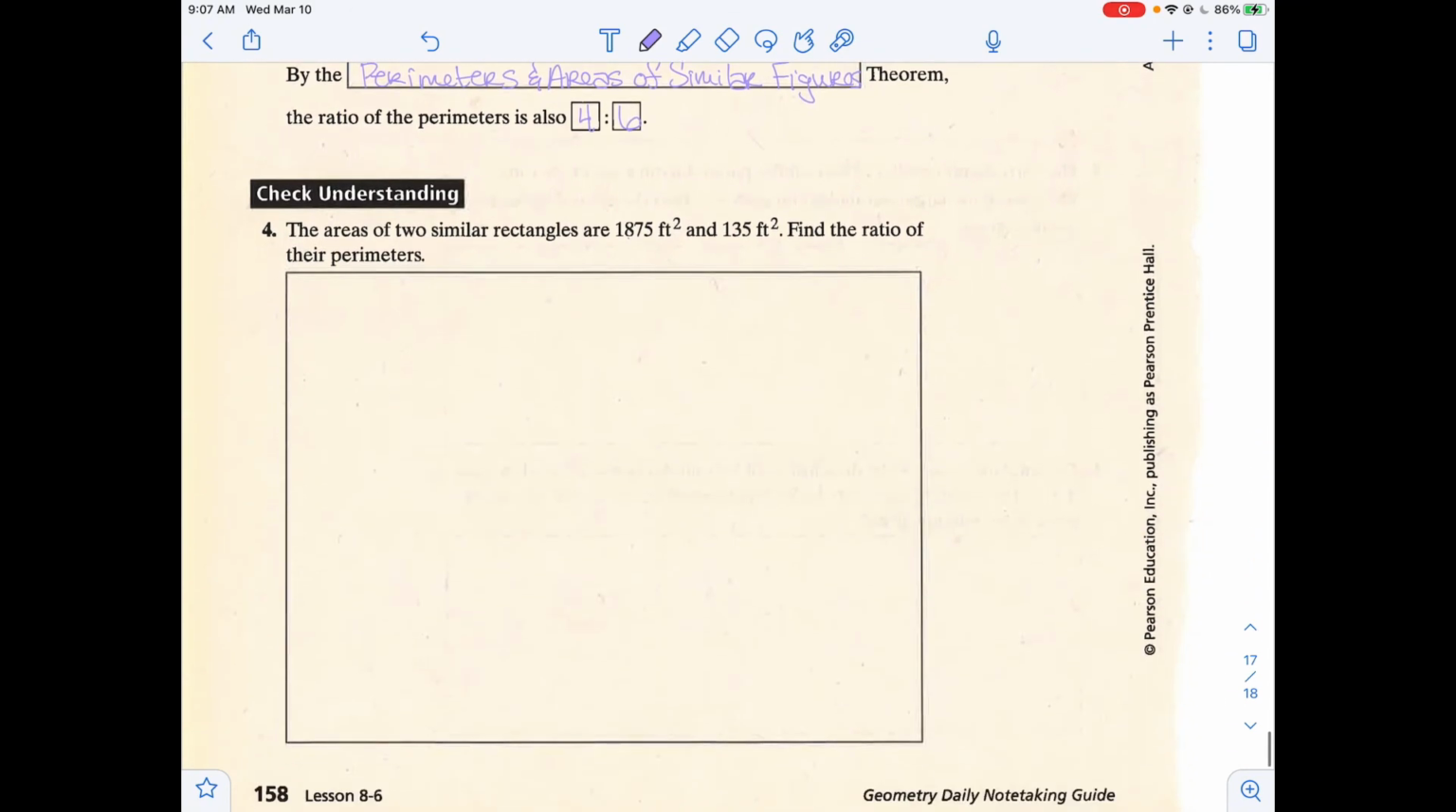Okay, and then example 4. The areas of two similar rectangles are 1,875 square feet and 135 square feet, and you need to find the ratio of their perimeters. So that's going to be just like the example 4 that we did. So you have 4 check for understanding problems to go ahead and try. You should have all the information you need to go ahead and get those done. If you have any questions, let me know, and you're all set.